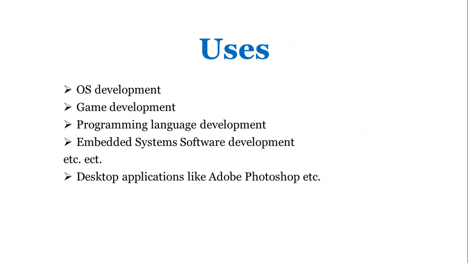So let's talk about the uses. There are so many software products which can be developed using the C++ programming language. The most important is operating system development, like the Windows operating system, which is written in C++, and likewise so many operating systems are there. And if you want to develop video games, then you can use C++. Then you can build another programming language as well. You can develop embedded system software, and also you can develop desktop applications like Adobe Photoshop. These are all desktop applications.